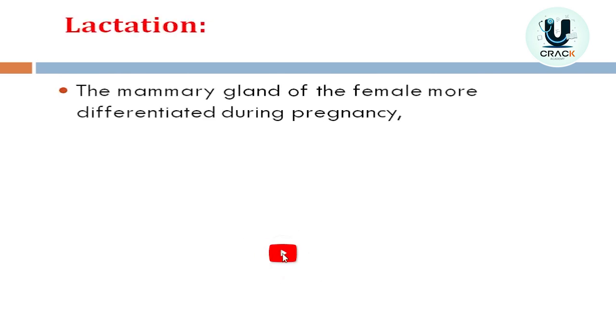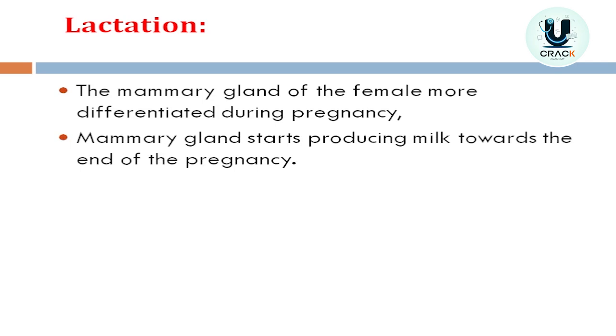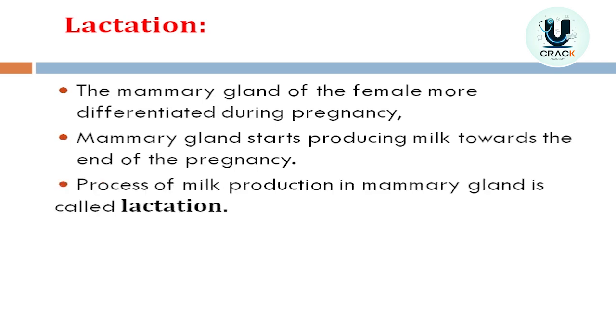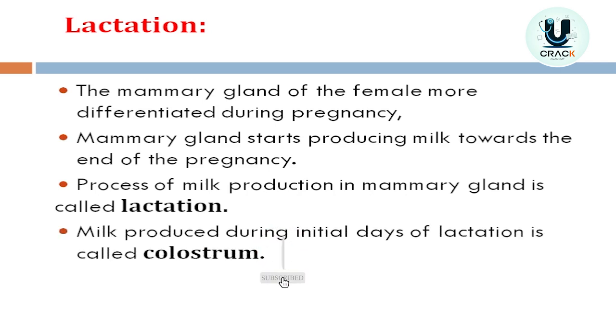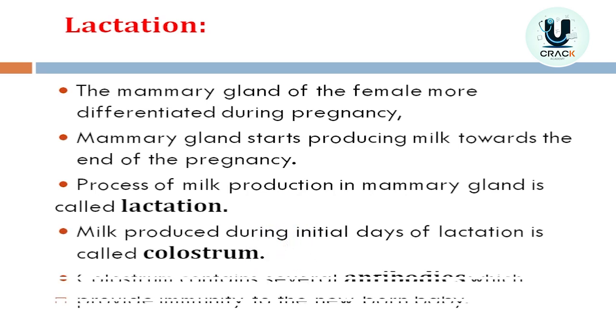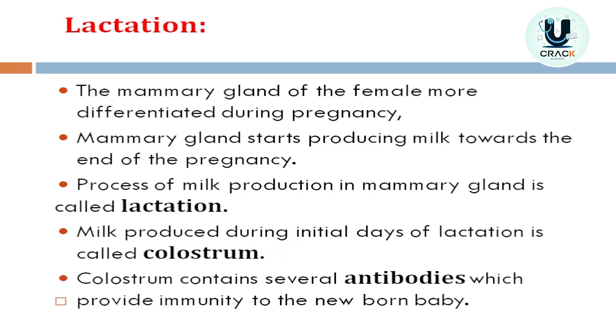Lactation. The mammary glands of the female are more differentiated during pregnancy. So the mammary glands produce milk after the pregnancy. The process of milk production in the mammary glands is called lactation. Milk produced during the initial stage of lactation is called colostrum. Colostrum contains several antibodies. That's why the newborn baby gets immunity from the first mother's milk.